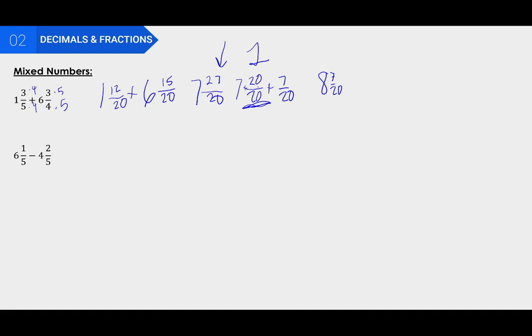So, this one's already got a nice common denominator. Don't have to do anything there. And so we have 6 and 1/5. I'm going to write these vertically to give myself a little bit more room.